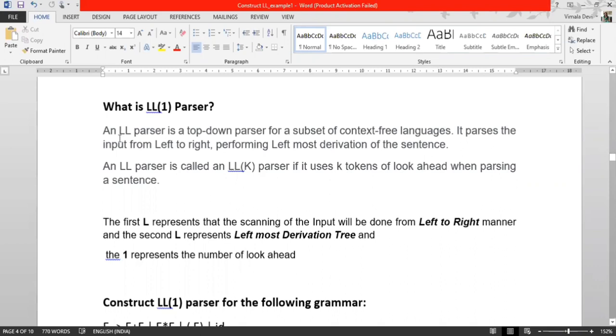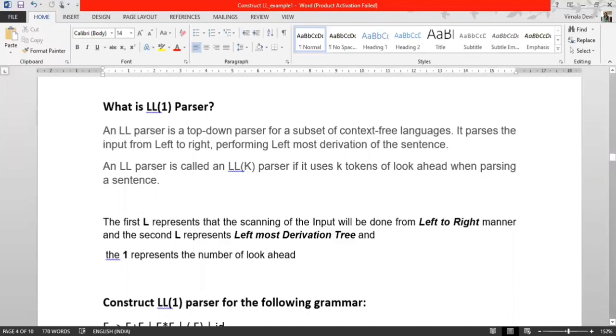Right, now let us know the meaning of this LL parser. The first L stands for left to right scanning of the program in the input buffer, and the second L stands for leftmost derivation of the string or the sentence. What is the meaning of the 1? The LL1 parser every time looks one symbol ahead to derive the string or to construct the parse tree. That is the meaning of the value 1. In general, we can have an LLK parser also, where K marks the number of symbols the parser looks ahead.